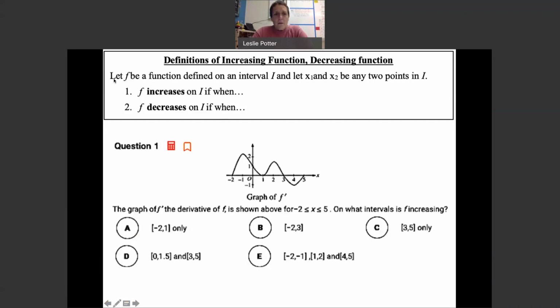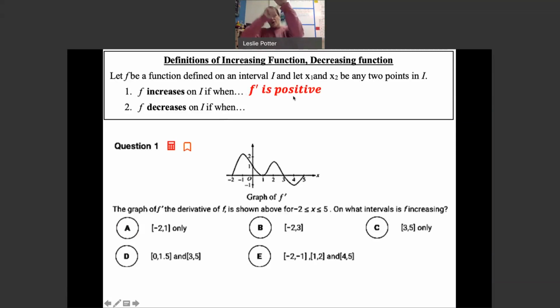We let a function f be defined on an interval I, and that interval can be a closed interval, it can be all the way from negative infinity to positive infinity, it doesn't matter. Let x1 and x2 be any 2 points in the interval. The function f increases on that interval when the derivative is positive.